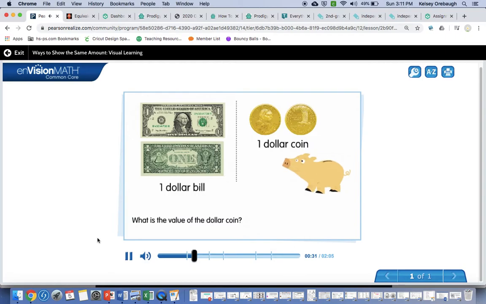What is the value of the dollar coin? Okay? They are worth the exact same amount of money. Notice that they're both called the dollar, but one is a bill, one is a coin. So a dollar coin is worth $1 or 100 cents. It is also worth $1.